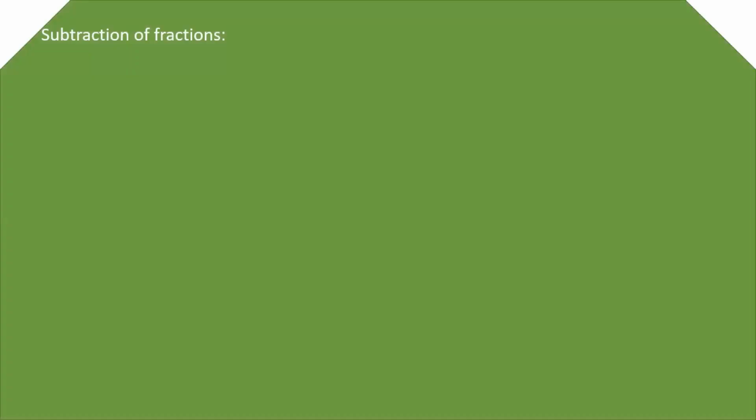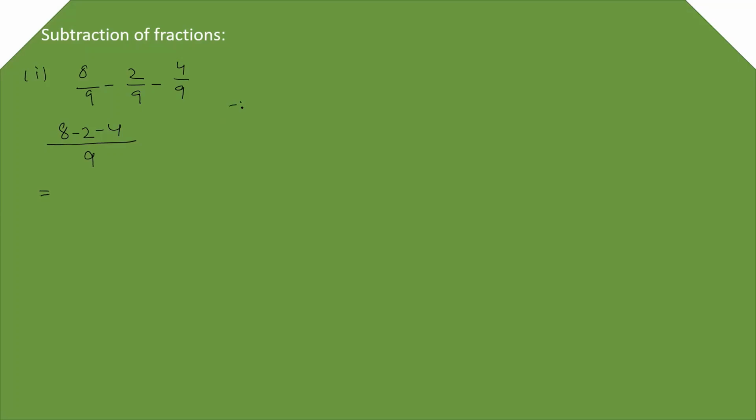Now the subtraction of fractions. First we will subtract like fractions. 8 by 9 minus 2 by 9 minus 4 by 9. Subtract the numerators: 8 minus 2 minus 4. In the denominator we write only a single 9. No need to write 9 minus 9 minus 9. Write it only one time.